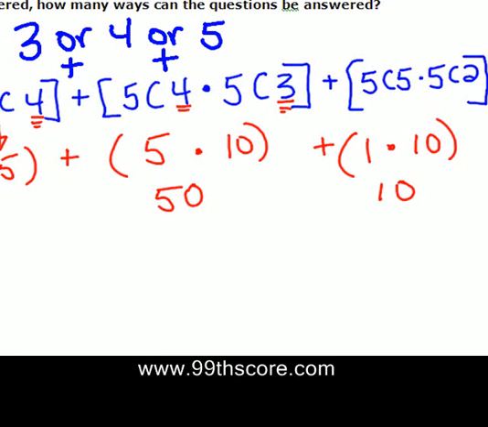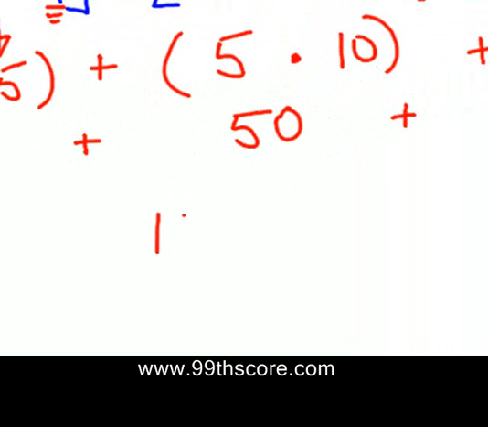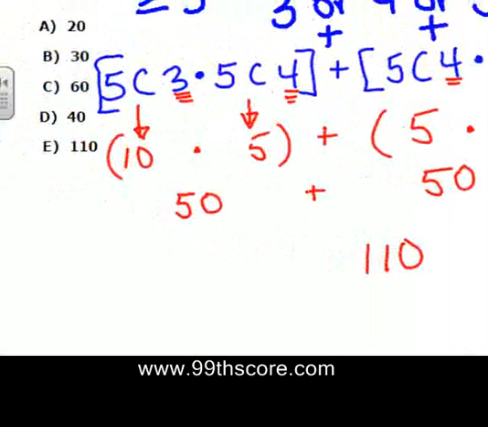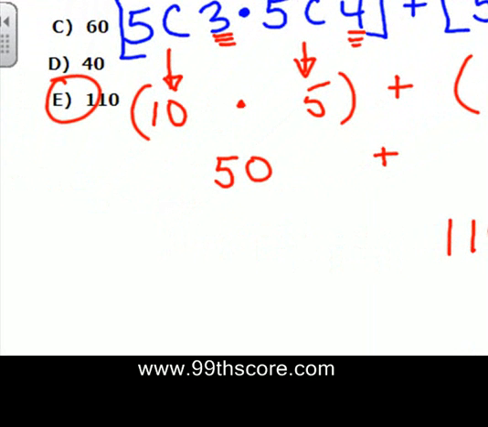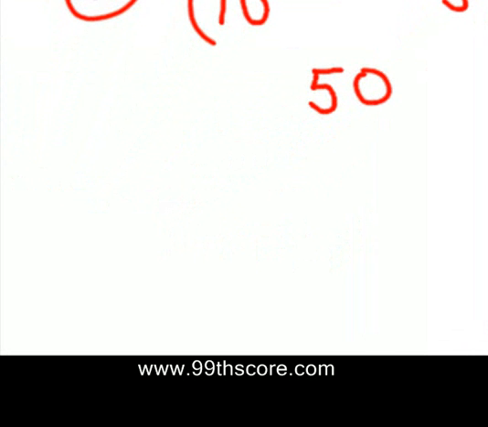Okay? So we see there's a total of 50 plus 50 plus 10, or 110 total ways that we can answer these questions under the given stipulations. The correct answer is E.